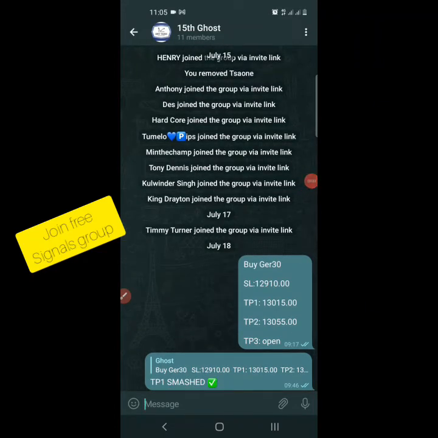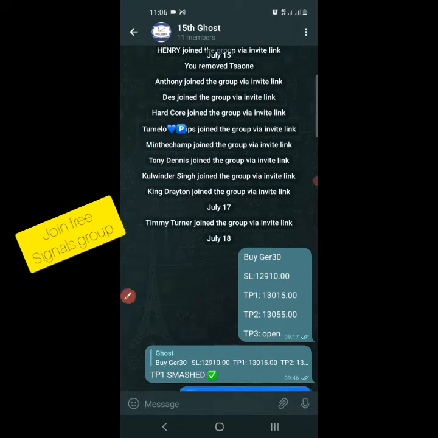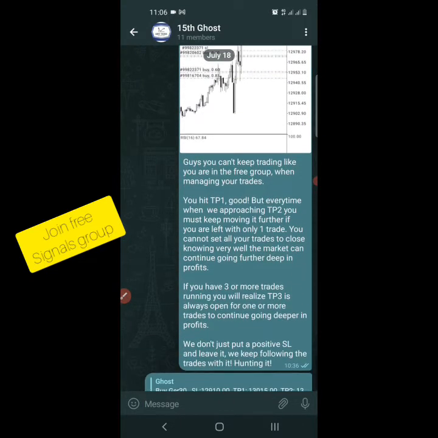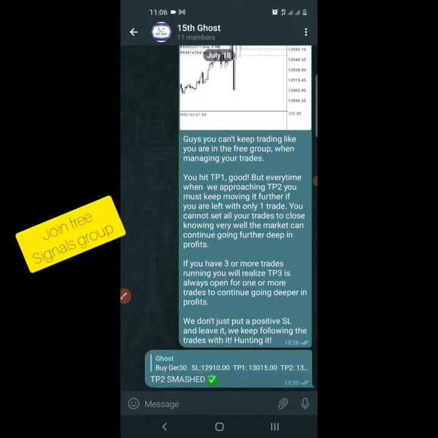So guys, I just want to quickly explain the trade that we took today. This is the new group that joined on the 15th. They started with us. We took a buy on German day to hit take profit one. Here I was giving them some advice on how to manage running trades, and we hit take profit two.